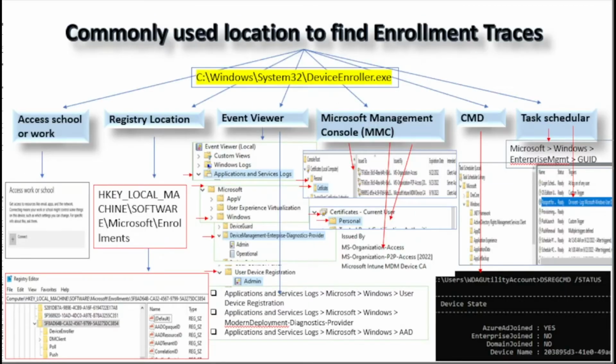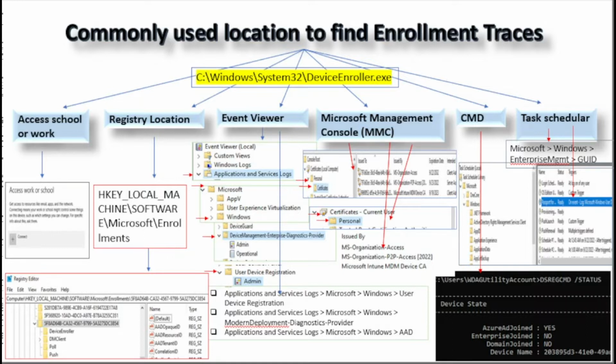Before moving further, let's talk about commonly used locations to find enrollment traces. DeviceEnroller.exe is responsible for enrollment of the device, and it is already built into Windows Intune supported operating systems. The location of DeviceEnroller.exe is Windows System32 and then DeviceEnroller.exe. There are mainly 5 to 6 commonly used locations to find the enrollment traces, and these locations are very helpful to find enrollment failure issues.